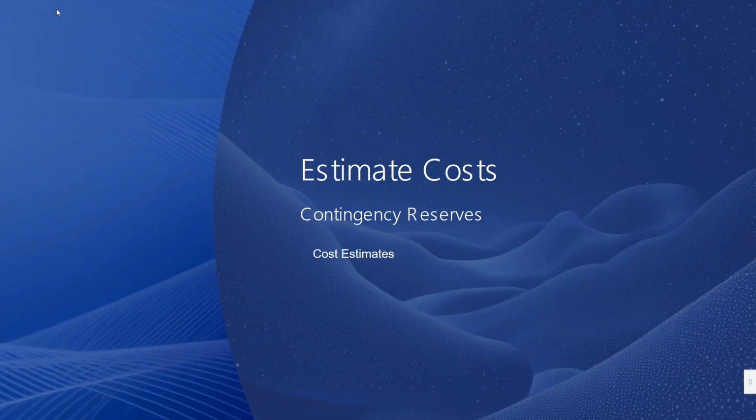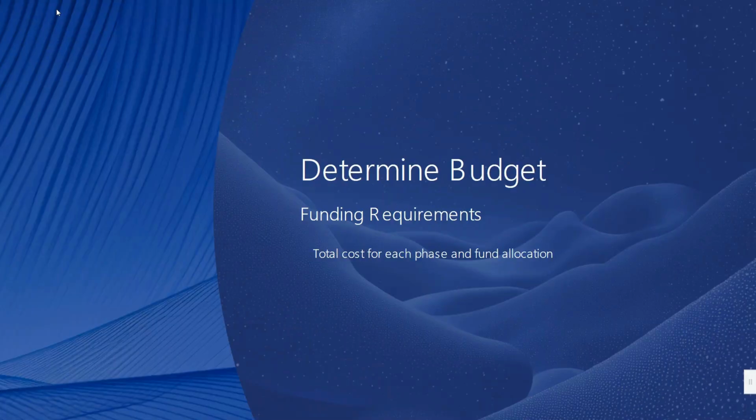Next we have the key outputs. Number one, we have cost estimate. That is the projected cost for each activity or work package. Then we will work on determine budget. After estimating the cost, the budget is created by aggregating the individual cost estimates. Under determine budget, we will work on the funding requirements that calculate the total cost for each phase and identify how funds will be allocated across the project.